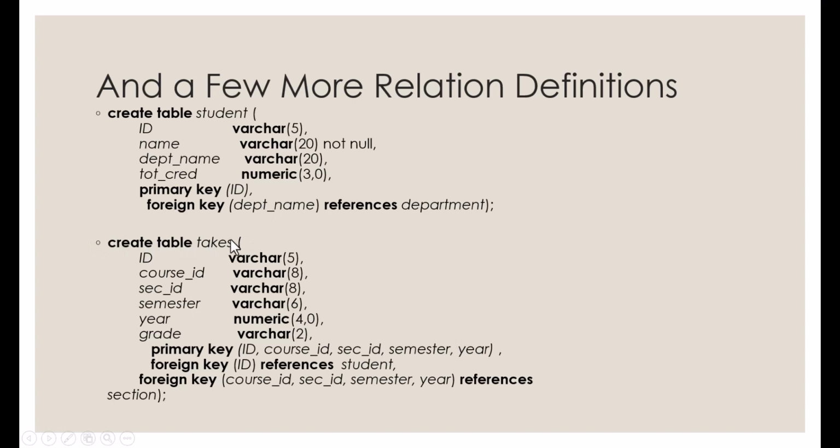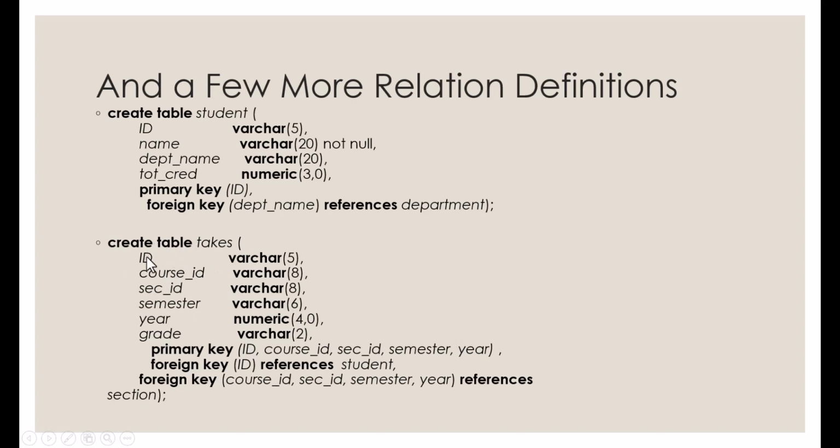Okay, create table takes, which has ID, course ID, section ID, semester, year, and grade. And we can see that the ID is going to be a five character string. Course ID is going to be 8, section ID is 8, semester is 6, year is just 4, right? Because year. Grade is going to be 2. Primary key here is not just ID alone.